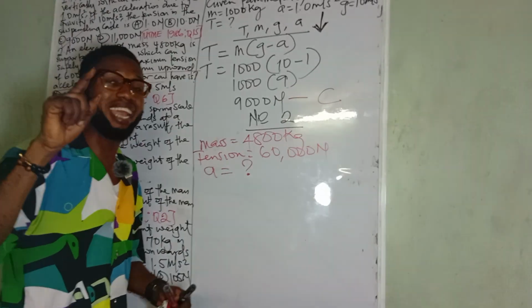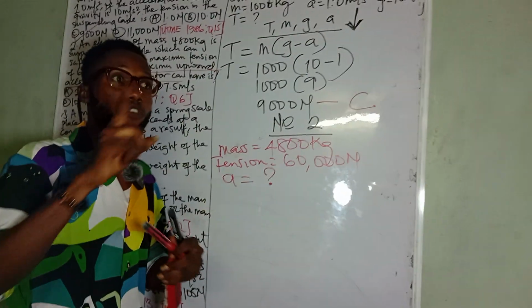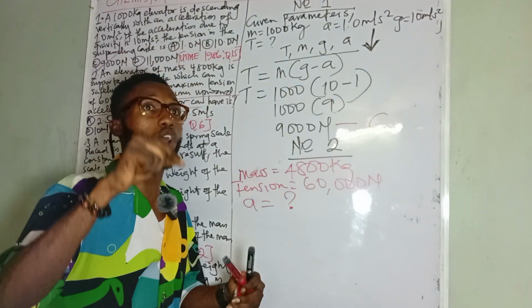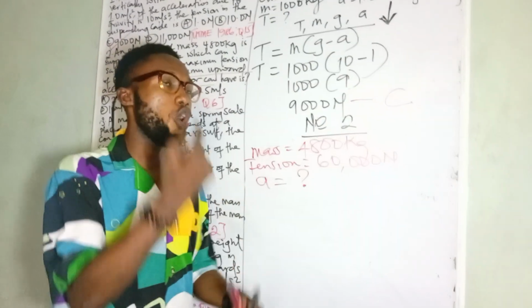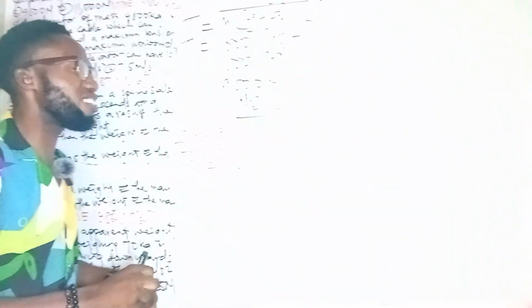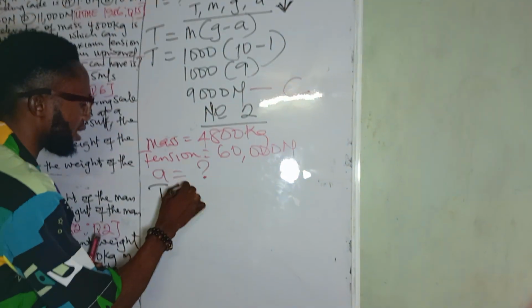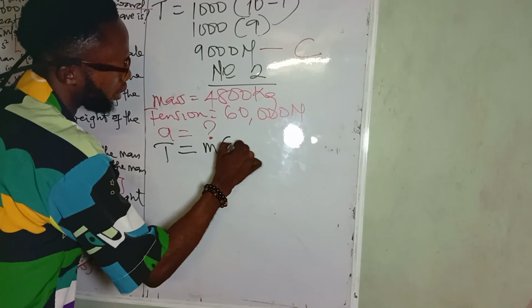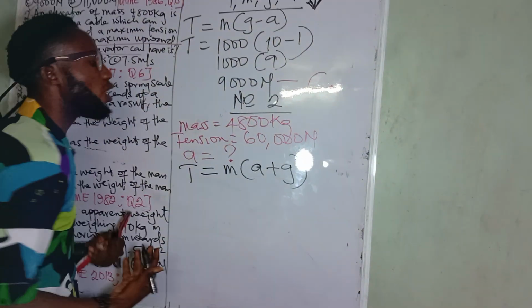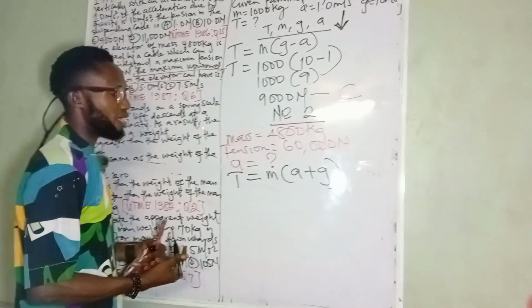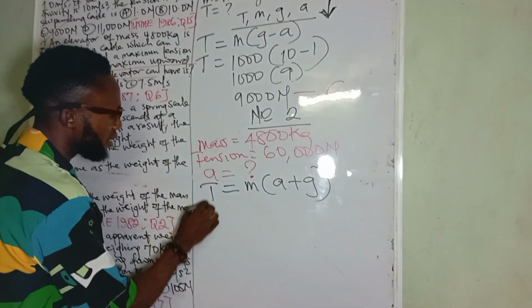So we are going to be using what? Case 1. That means, I don't know if it's case 1 now or case 2, when the lift is moving upward. And the formula there is a very simple one: T equals M times (A plus G), or (G plus A). Do you understand?